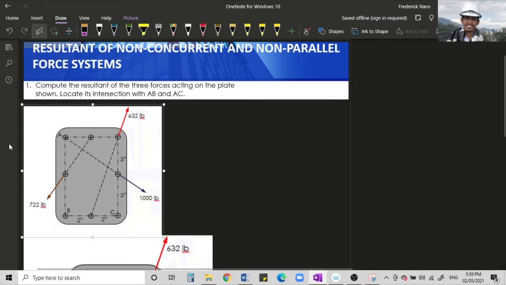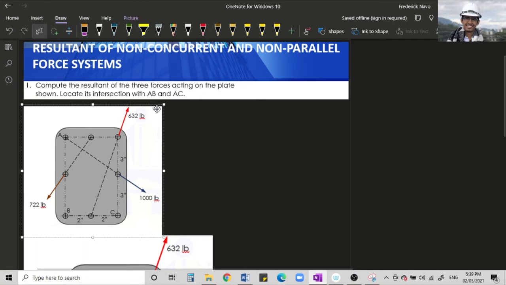So, next, we have the resultant of non-concurrent and non-parallel force system. So, kapag sinabi nating non-concurrent, is yung intersection ng ating forces is hindi sila nag-i-intersect sa isang point lang. So, iba-iba. Non-parallel, from the non-parallel na word, so hindi parallel yung ating mga force system. Iba-iba yung kanilang direction. So, for our example, compute the resultant of the three forces acting on the plate shown. Locate its intersection with AB and AC.